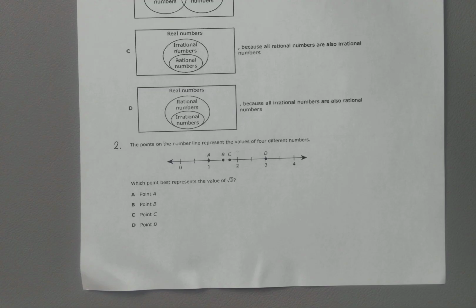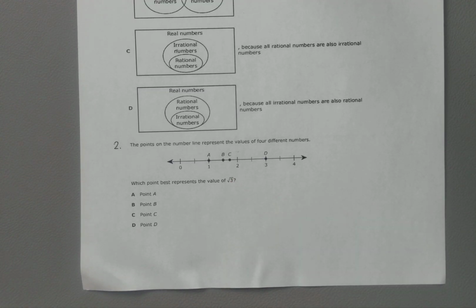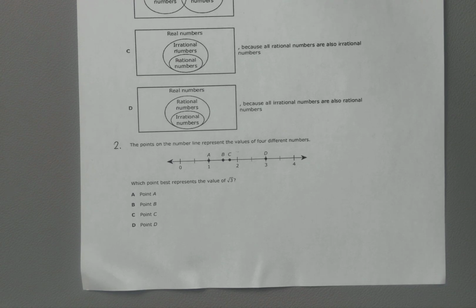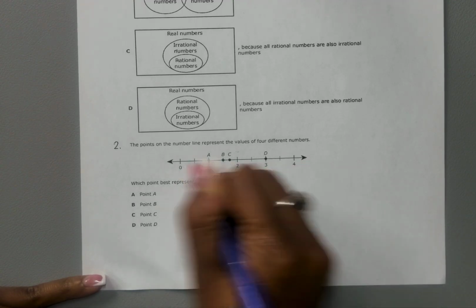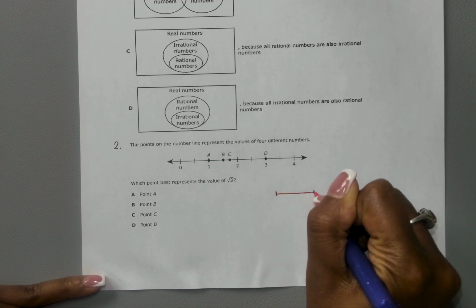So when I think about the square root of 3, I know that this is a non-perfect square, meaning that there is not a whole number that you can multiply by itself that will give you 3. So for instance, 1 times 1 will give you 1, 2 times 2 will give you 4. It skipped the number 3, making this a non-perfect square. So what you would do is take a number line, or you could use the one that you have here. I'm just going to draw the extra one down here.